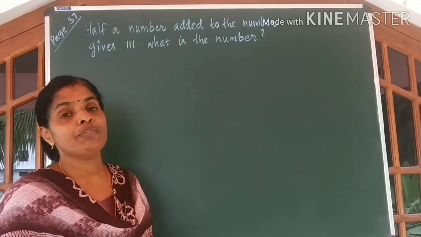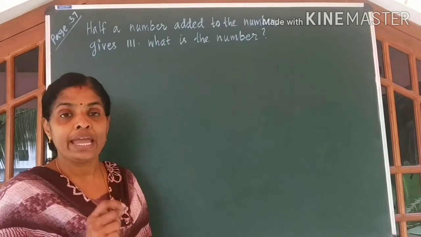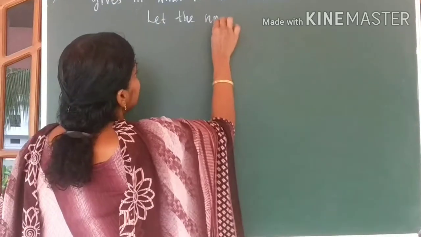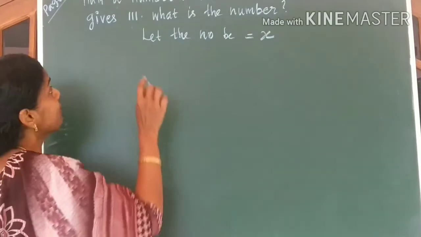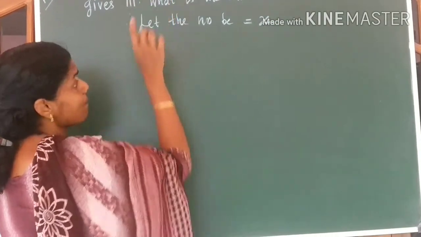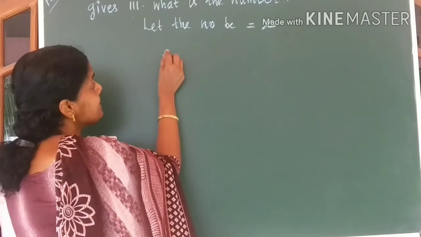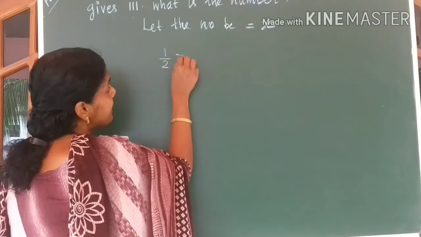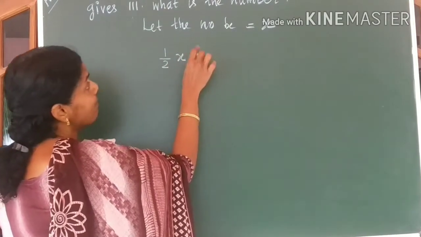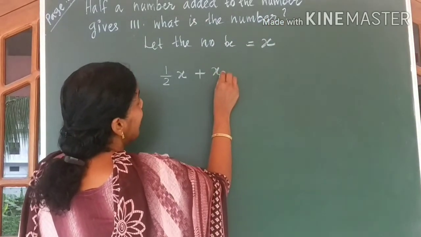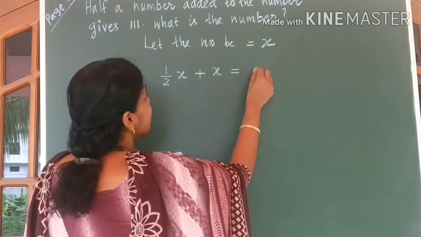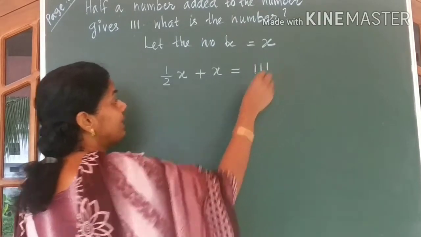Then half of the number will be equal to x by 2. Okay, let the number be equal to x. Now come to the condition: half a number. So we can write it as half of the number. Half the number added to the number. The number is x. Added to the number gives you 111.